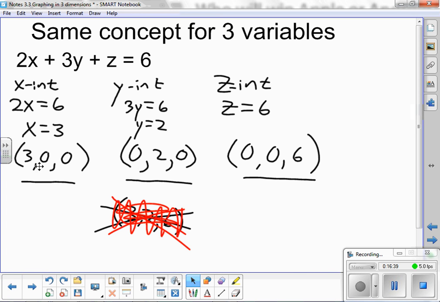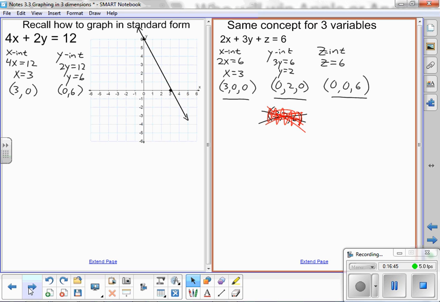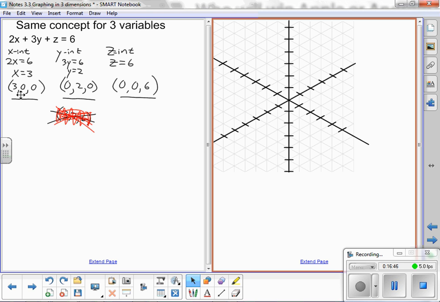So let's plot these points. Okay, so first point is (3, 0, 0). So just like before, I'm going to start by plotting this point. So this says move along your x-axis 3, don't move along your y-axis, and don't move along your z-axis. So if I move along my x-axis 3, I end up right here. Okay, so that's moving along my x-axis positive 3.